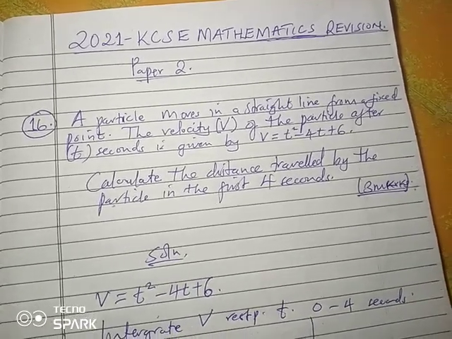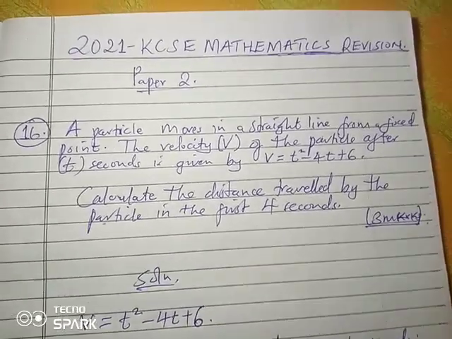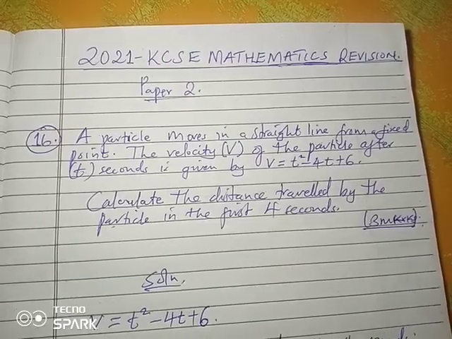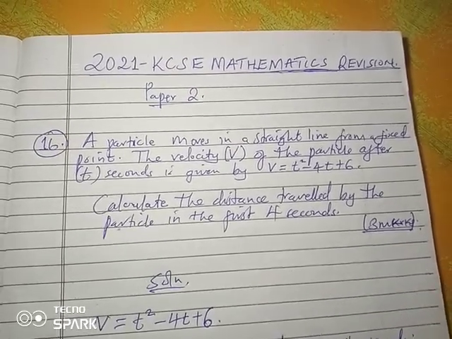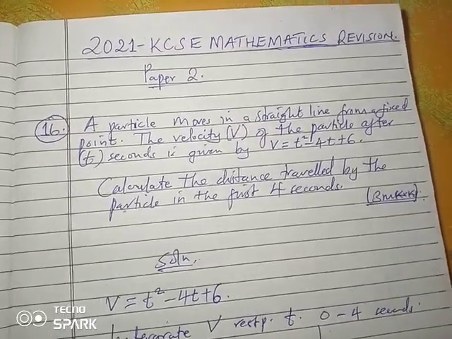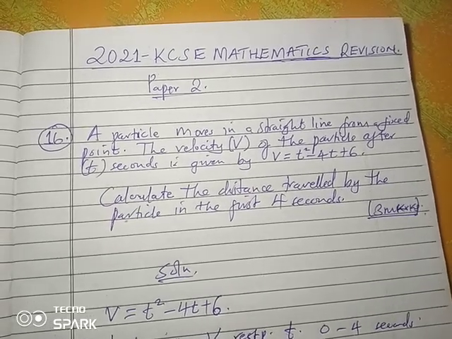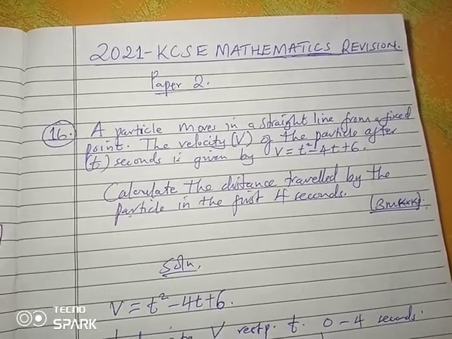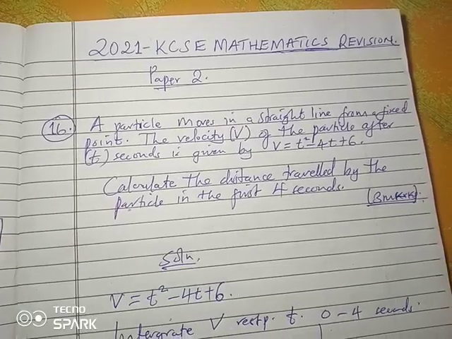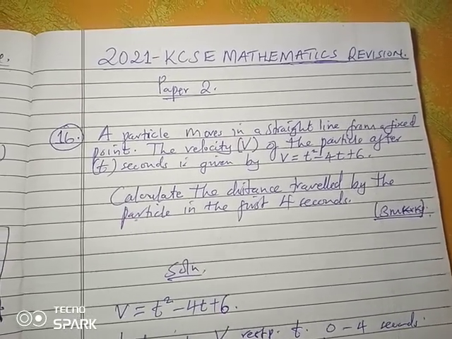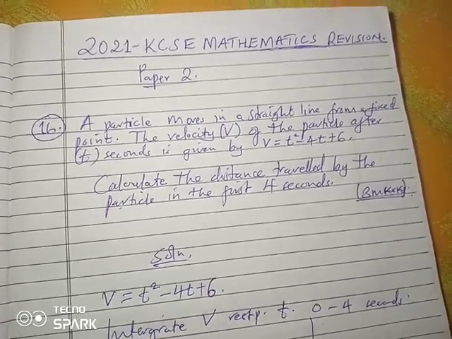And like we promised, we are still on with our 2021 KCSE Mathematics Revision Paper 2 at number 16. We said we are going to select the questions depending on a need, which ones are more important here for the learners that they need to really go through several times.